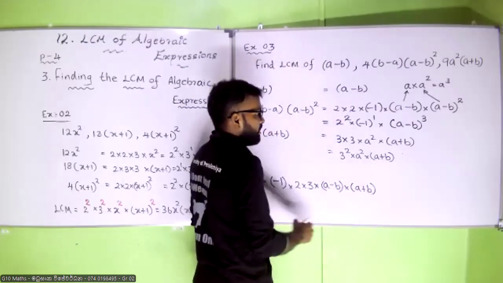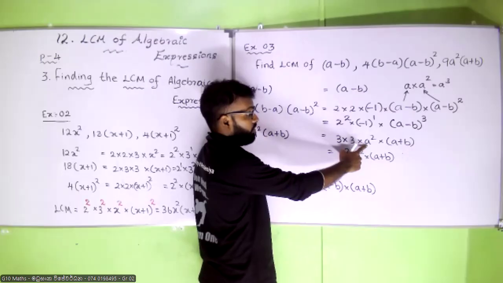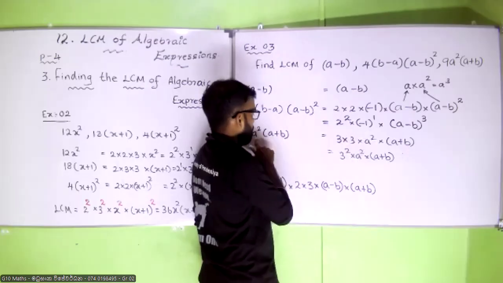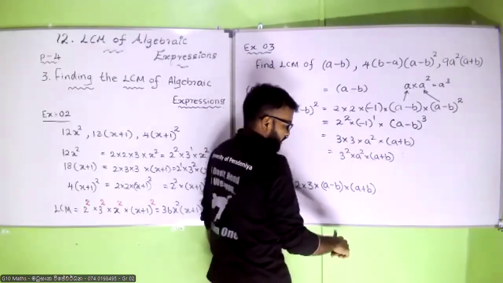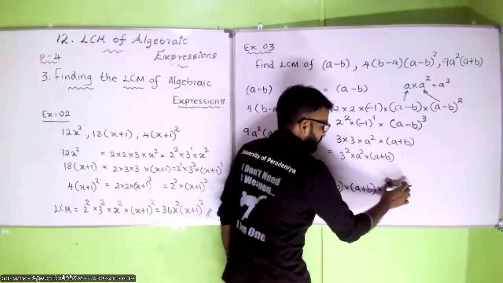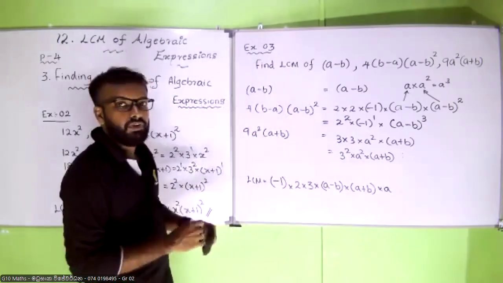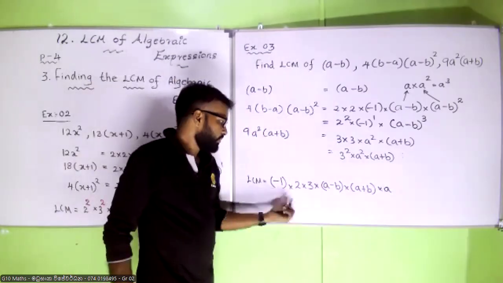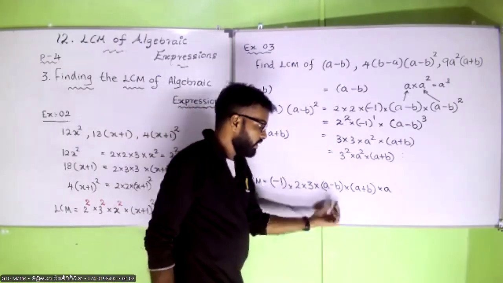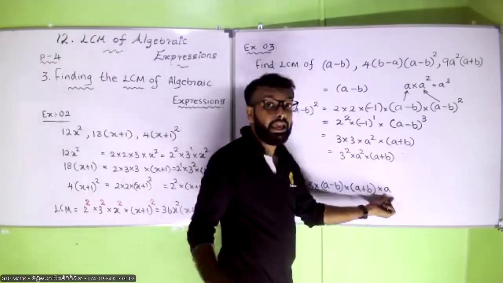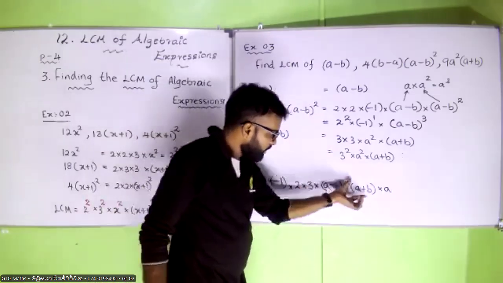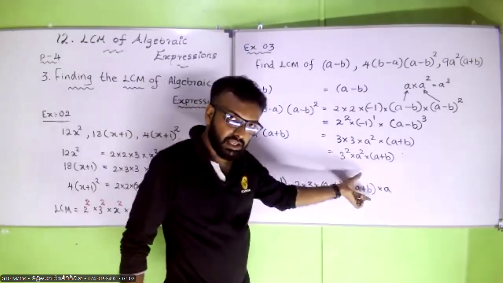Do we have anything else? Yes, here we have A. Yes, I forgot that. I will write it at the end. A. So these are the different factors. We have minus 1, we have 2, we have 3, we have A minus B, we have A plus B, and we have A also. Don't forget anything to write. Now these are the different factors, distinct factors.